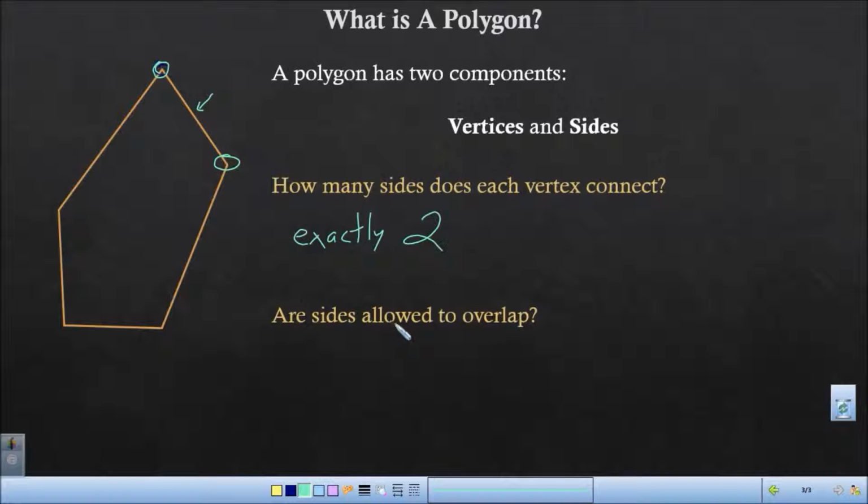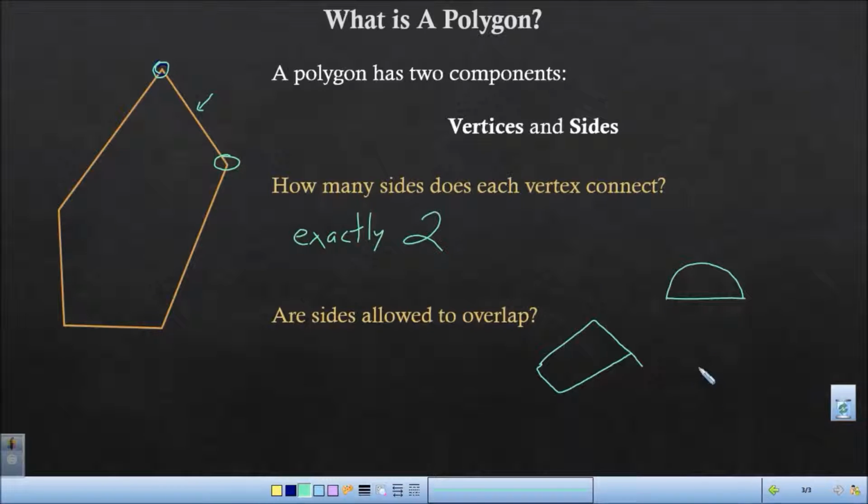The sides are not allowed to overlap, meaning that we can't draw a polygon that looks like this. Okay, this shape itself is not a polygon. There is a polygon inside the shape, but this line right here disqualifies the whole picture as being just a polygon. Other things that aren't polygons are anything with a curve.